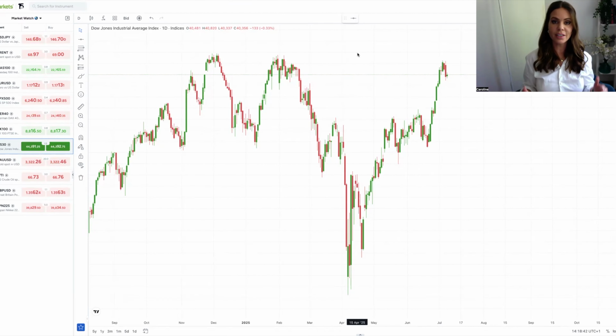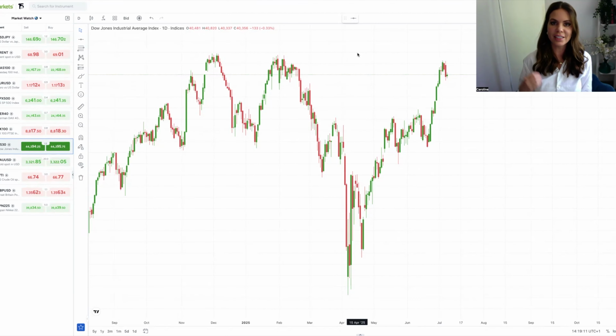So support levels are levels which are below the current price, and resistance levels are levels which are above the current price. But support levels can become resistance levels, and resistance levels can become support levels. So that's why we sometimes call them key levels, because it shows that they are interchangeable.